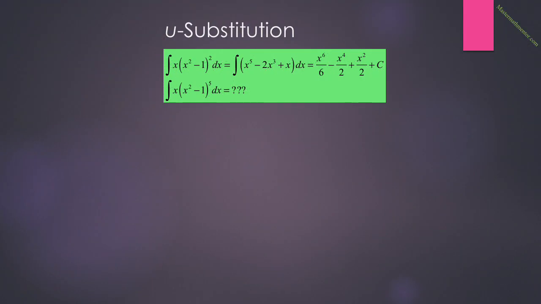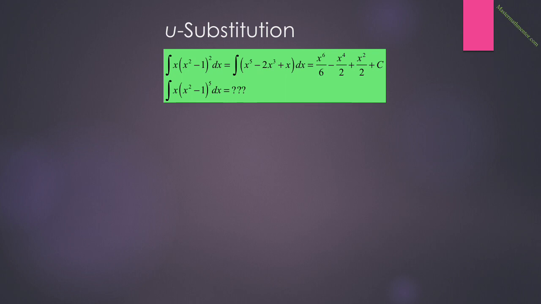Suppose we were asked to integrate x times the quantity x squared minus 1 quantity squared dx. This presents no problem. We can expand the expression to get x to the fifth minus 2x to the third plus x. And now we can integrate that expression dx to get x to the sixth over 6 minus x to the fourth over 2 plus x squared over 2 plus c.